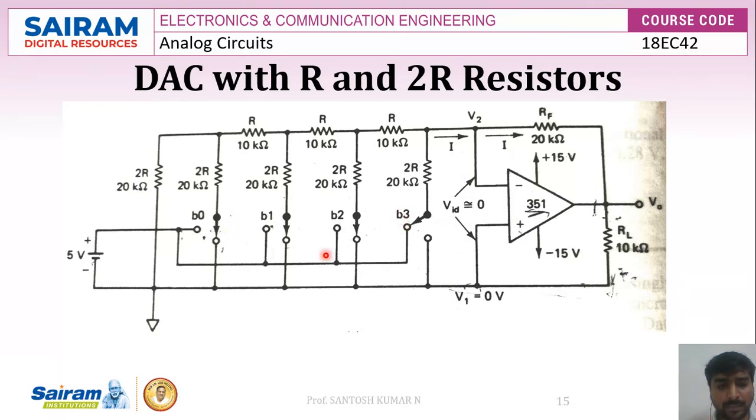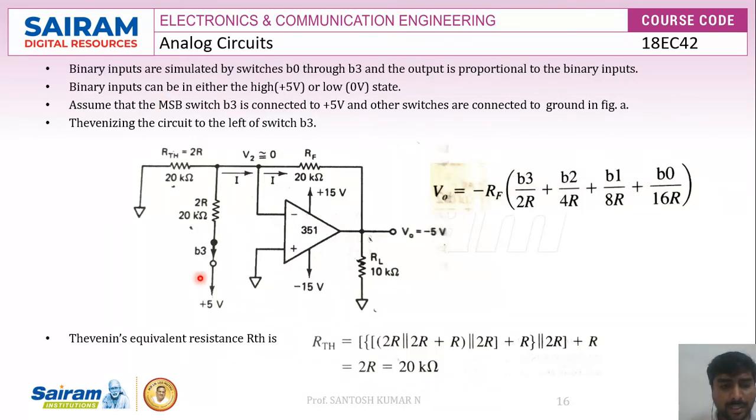Assume, for example, that the MSB, this particular B3 bit, is connected to 5 volts. That means we are applying the input 1000. When we apply 1000, the B3 bit will be connected to 5 volts, and all other bits will be connected to ground. Now if we apply Thevenin's theorem, we get this particular equivalent circuit.